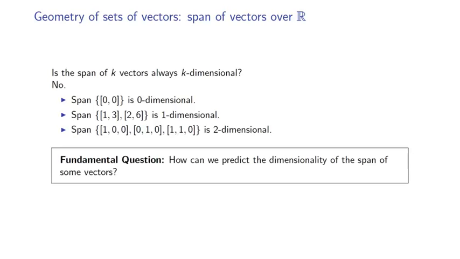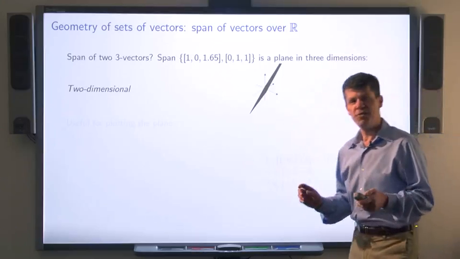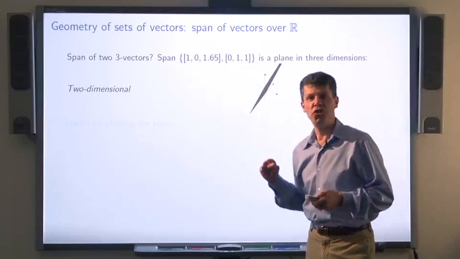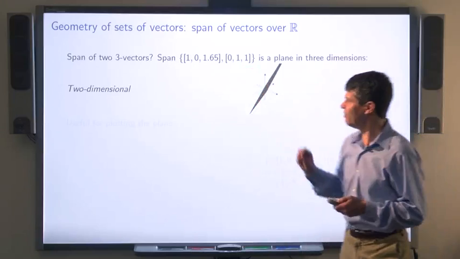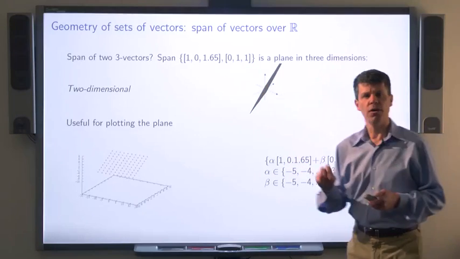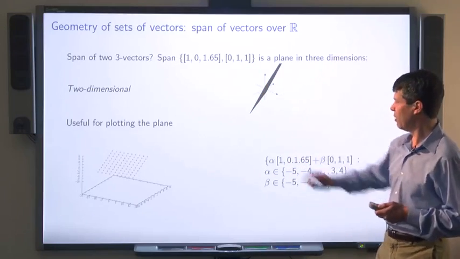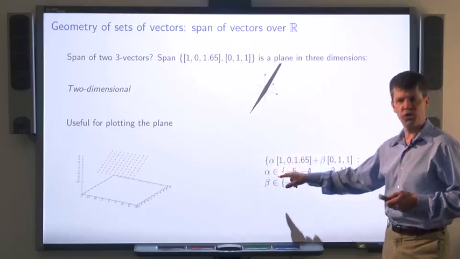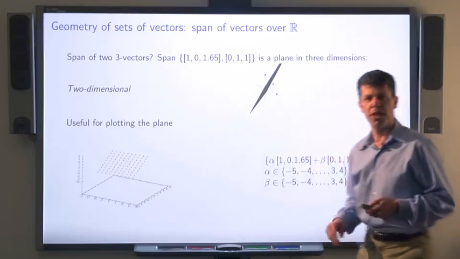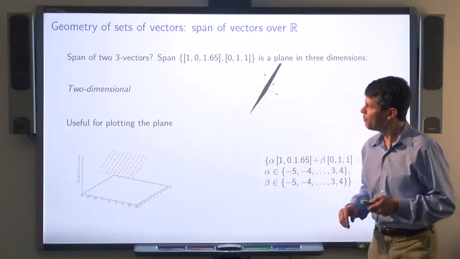which raises a fundamental question. Given k vectors, how can we predict the dimensionality of the geometric object that's formed by their span? So we've seen that the span of these 2 vectors forms a plane in 3 space. And in fact, this is useful for plotting the plane. So here I've taken multiple choices of alpha and beta and plotted what you get.